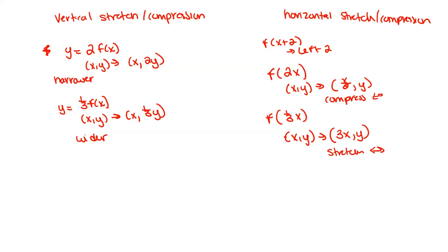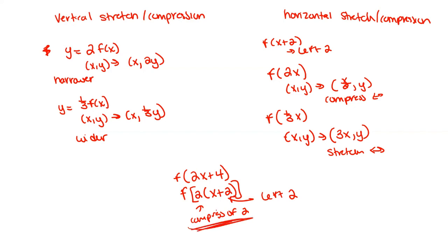One thing we need to remember as well is if I ever see something like 2x plus 4 inside, I must factor out the piece that's in front of the x. So f, I'm going to pull out the 2, and then it's going to be x plus 2. So when I read this, this is going to be a compression of 2, and then this is going to be left 2. So I always have to do this GCF factoring out first before I can actually go through and graph anything.